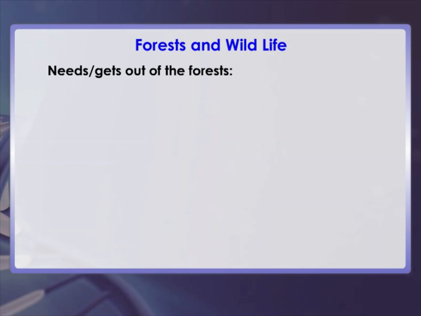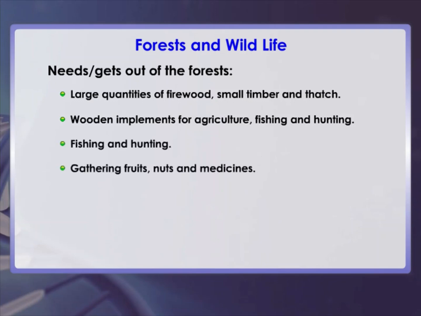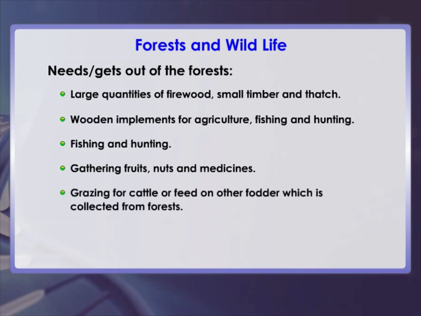The local people need large quantities of firewood, small timber, and thatch. Bamboo is used to make slats for huts and baskets for collecting and storing food materials. Implements for agriculture, fishing, and hunting are largely made out of wood. Also, forests are sites for fishing and hunting. In addition to people gathering fruits, nuts, and medicines from the forests, their cattle also graze in forest areas or feed on some other fodder which is collected from the forests.